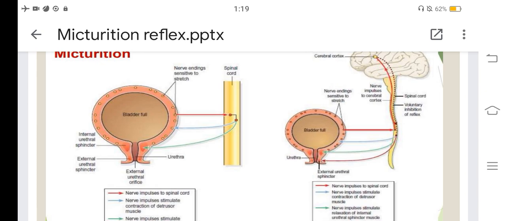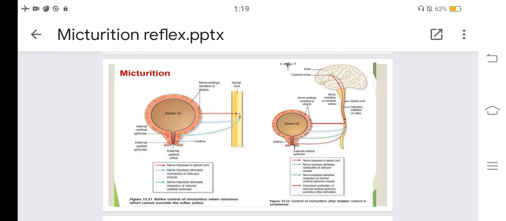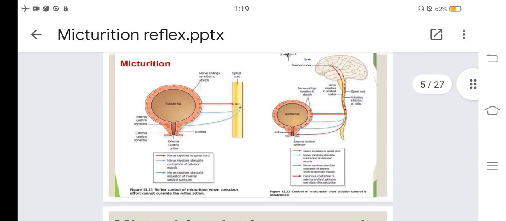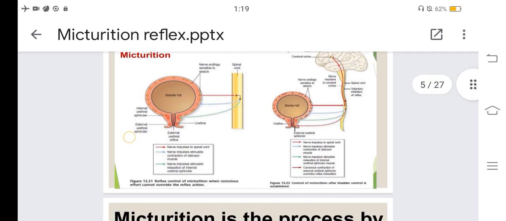So the given picture depicts the micturition process. On the left side, you could see a bladder which is full. Along with that, the external urethral orifice is there, then the internal urethral sphincter, then the external urethral sphincter. Along with that, nerve endings sensitive to stretch are associated with that structure. Then the spinal cord is connected with this bladder.